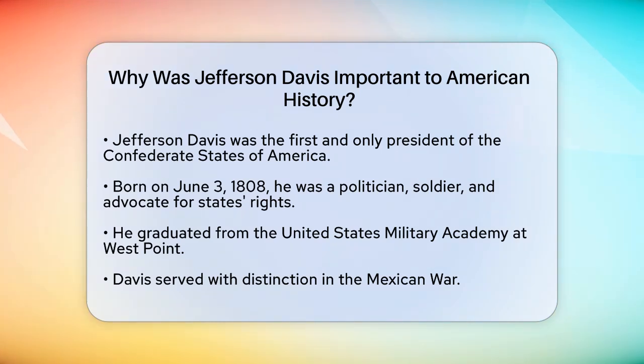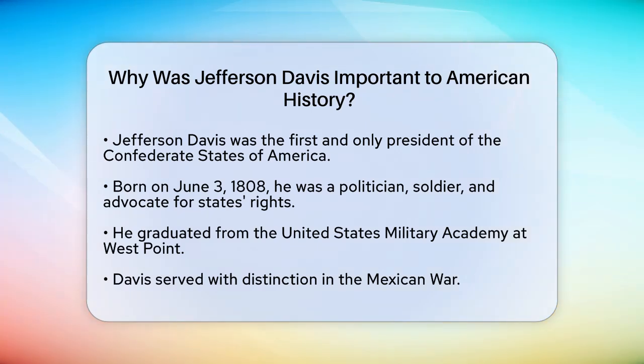Jefferson Davis was the first and only president of the Confederate States of America, a role that defined his place in history. Born on June 3, 1808, Davis was a politician, soldier, and states' rights advocate who played a central role in the American Civil War.